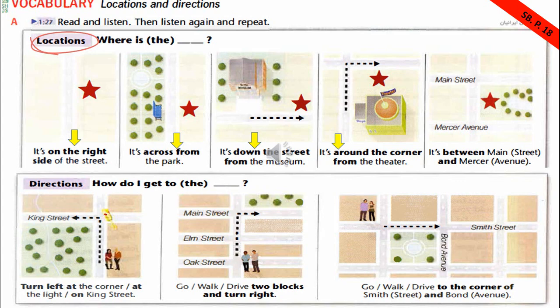Here I can talk about locations. What about directions? When I want to talk about directions in English, I can ask certain questions like how do I get to? How do I get to?